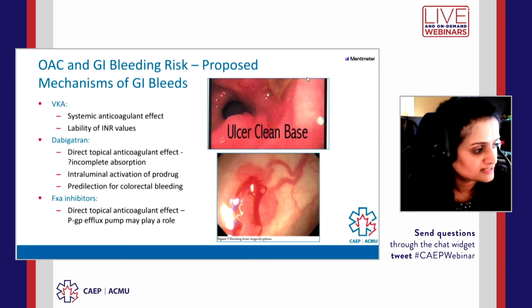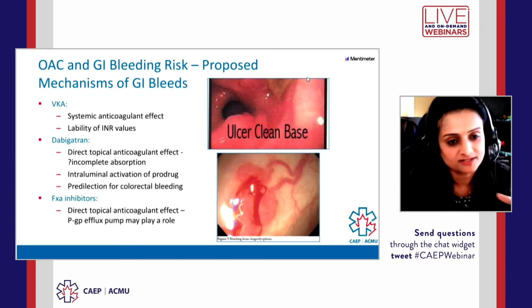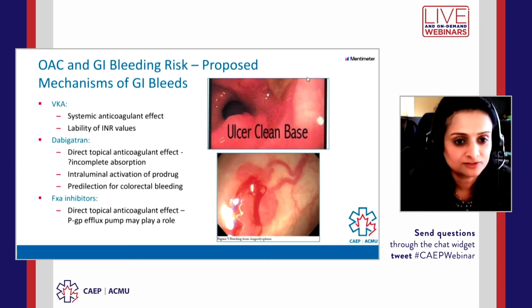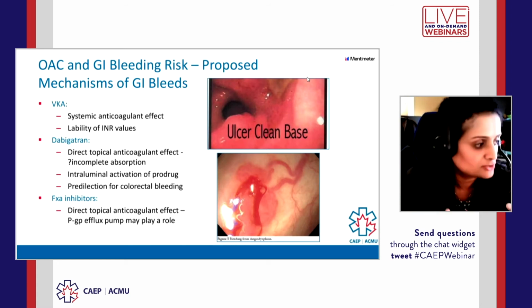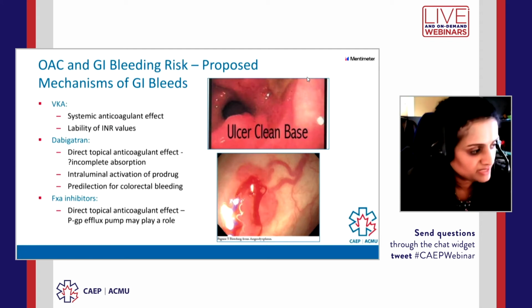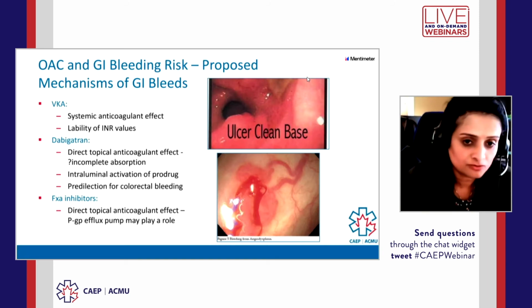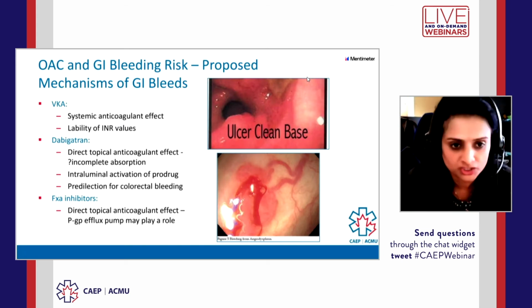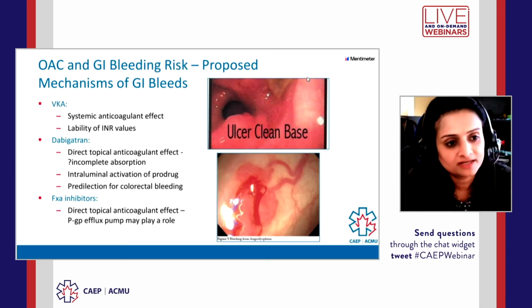In terms of factor Xa inhibitors, you do realize that part of the metabolism of these drugs can occur through P-gp, the P-glycoprotein efflux pump, as well as CYP3A. P-gp can have a significant effect within the GI mucosa, and this could also play a role in exerting that topical anticoagulant effect and causing inflammation of the endothelium, and maybe a higher risk for bleeding.